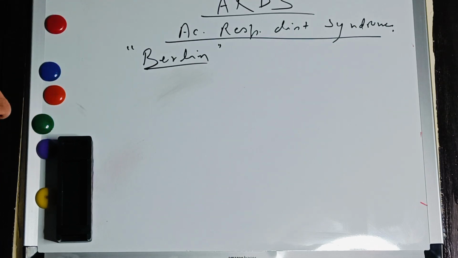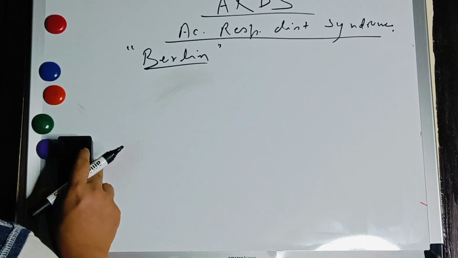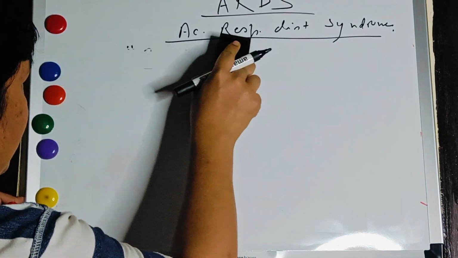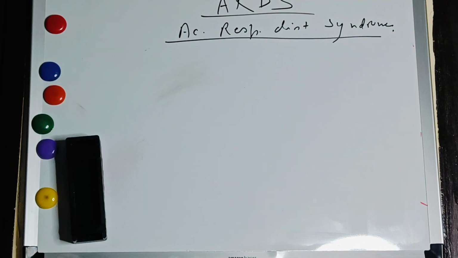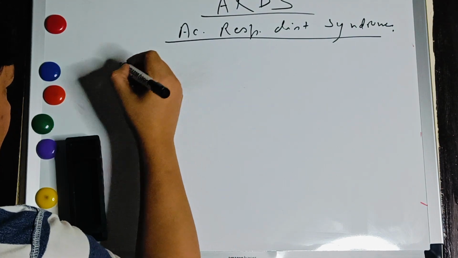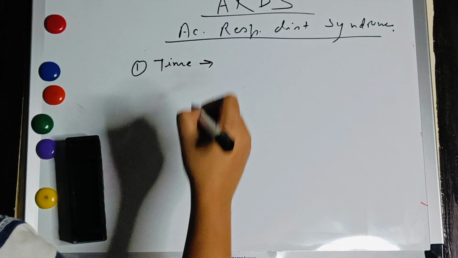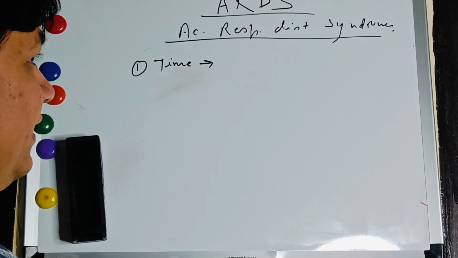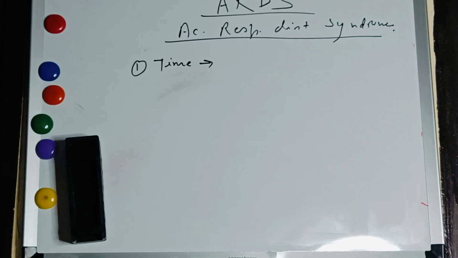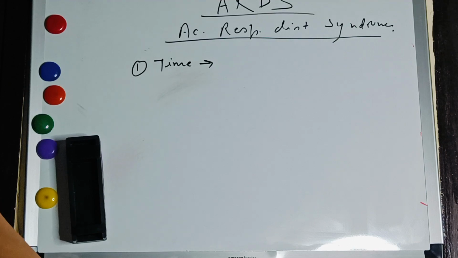So there are certain criteria. Not going into detail into historical perspective, we are directly going into the acute respiratory distress criteria according to the Berlin conference. First and foremost is the timing. Any insult or predisposing factor that leads to onset of the problem or infection has to be within 1 week from the detection to the occurrence. So it has to be within 1 week.